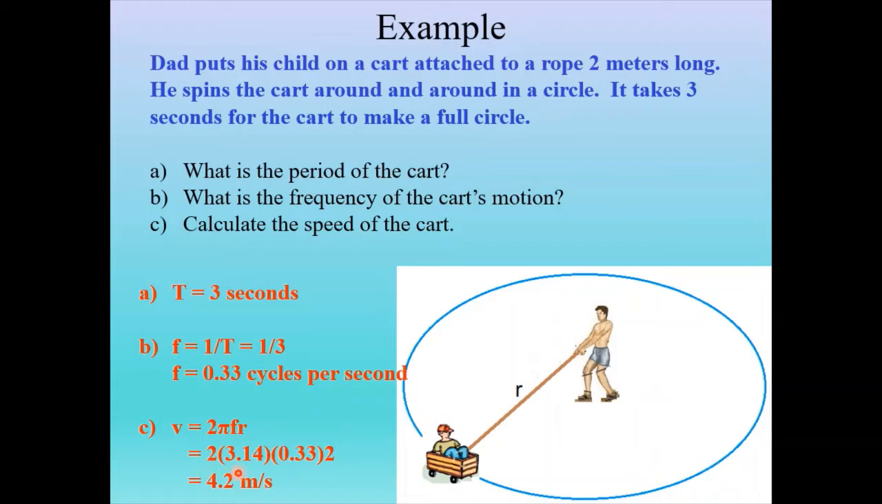So we have 2 times pi, 3.14. The frequency we just calculated is 0.33. And the radius of the circle is 2 meters. So the product of all these numbers turns out to be 4.2 meters per second. That is the speed of the child in the cart here.